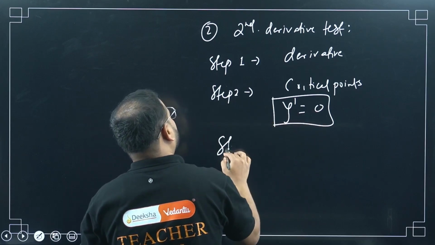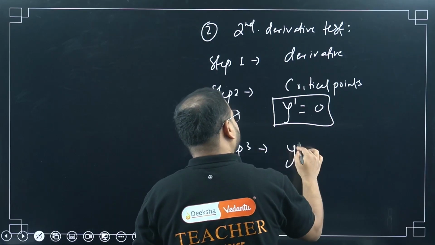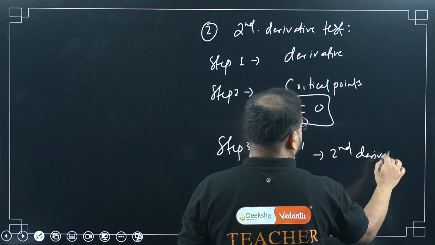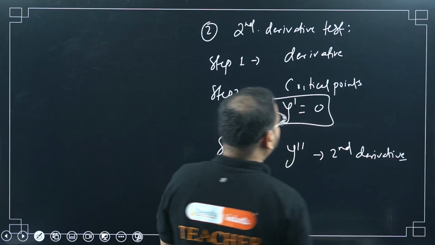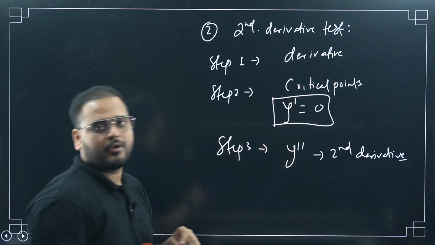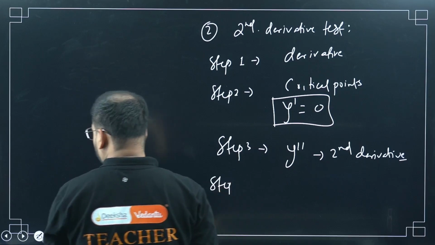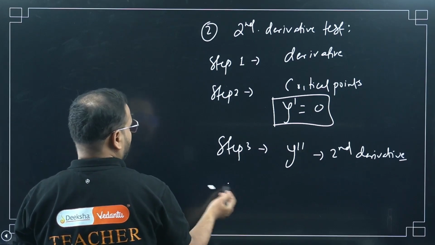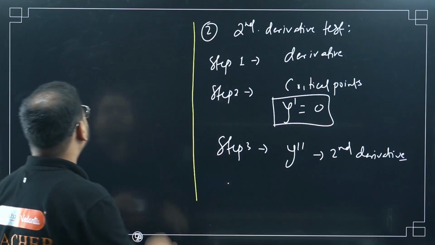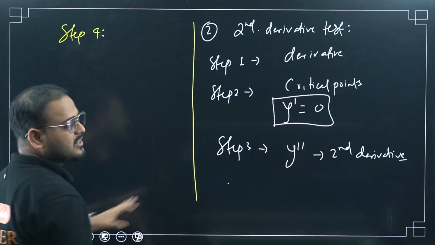Step 3 is to find the second derivative. You already found the first derivative, so differentiate it again and you will get the second derivative. Step 4, I'll write it over here on this side. This is the last step for this problem. Till step 3 it remains the same.